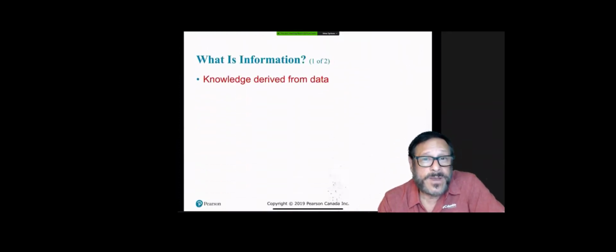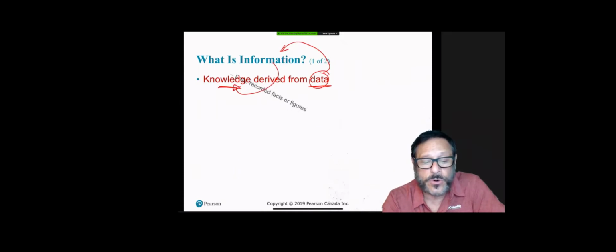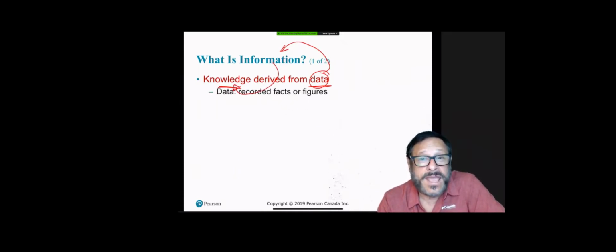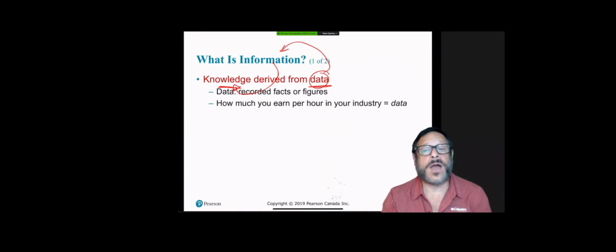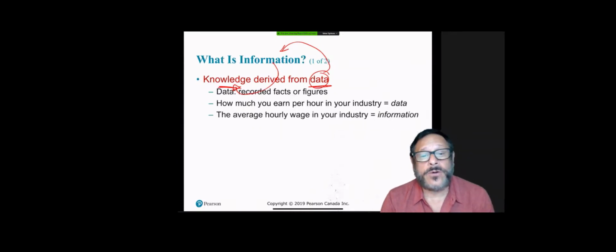So what is information? Information is knowledge derived from data. Looking at this, you take the raw data, you change that into information. Information gives you knowledge, gives you action that you're going to be able to work on. Data is nothing more than recorded facts or figures. How much do you earn per hour in your industry? That's data. And what's the average hourly wage of your industry? That's information.